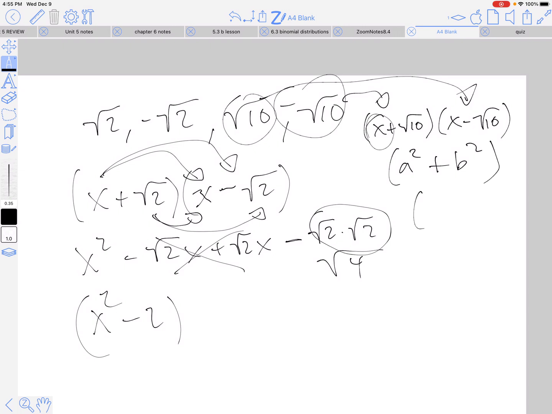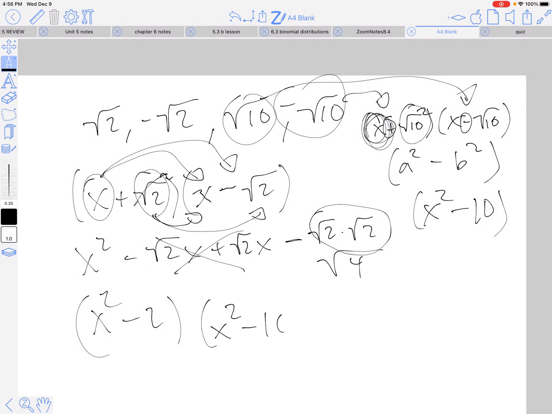So I say, all right, my a is, sorry, not plus, it's minus, because that positive times that negative. All right, so you look, our a is x, so we're going to have x squared, and then our b is root 10. So if we do root 10 squared, we're going to get rid of that square root, and we'll have 10. So we could have used that trick in the first part, x squared, square root of 2 squared, cancels it out, we just get 2.